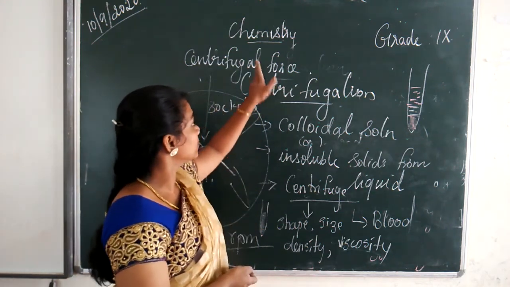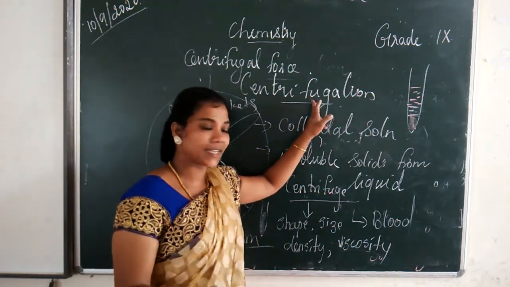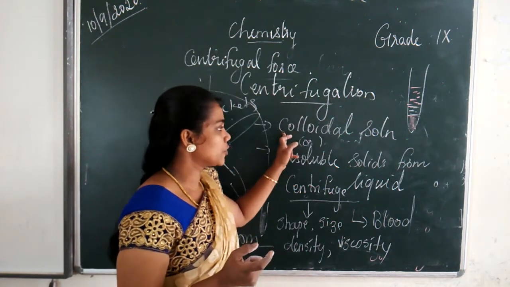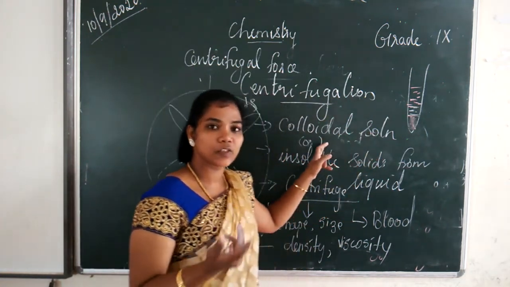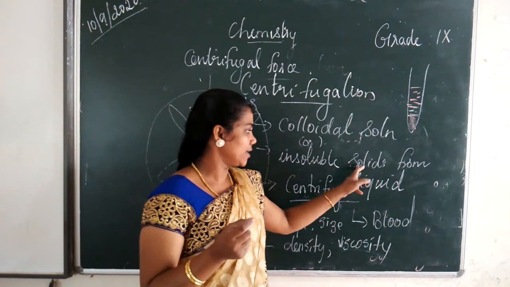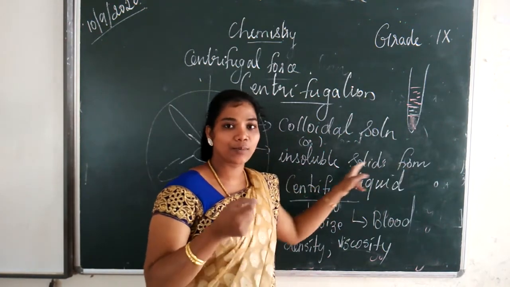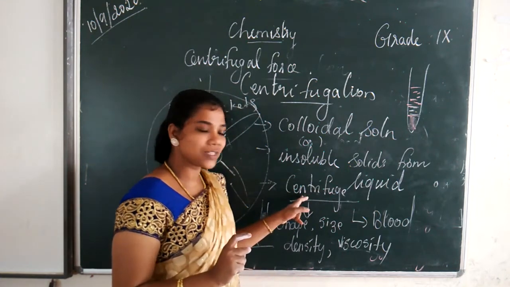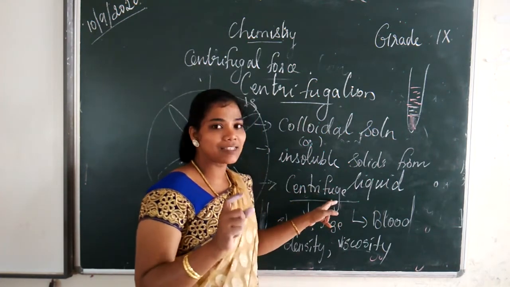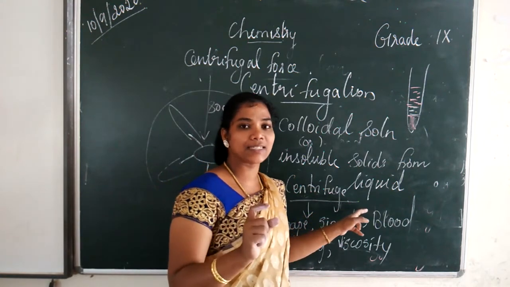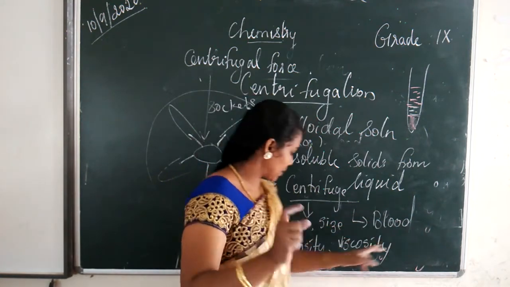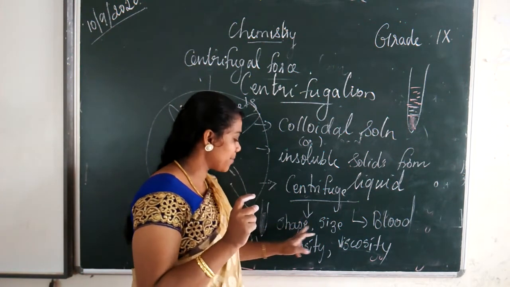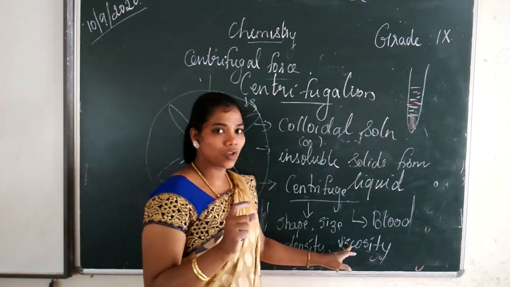So once again, the first technique we studied was solvent extraction. Now we have studied centrifugation. It is used for separating colloidal solution. Colloidal solution means insoluble solids present in the liquid that cannot be dissolved, and at the same time cannot be sedimented. So it is done with the help of the machine, the centrifuge. Commonly the centrifuge is used in the laboratory for separating components from the blood. And what is the principle behind how they get separated? Based on shape, size, density and viscosity.